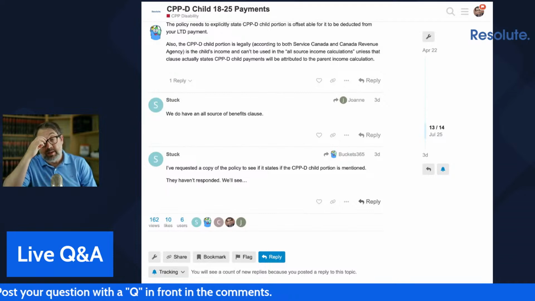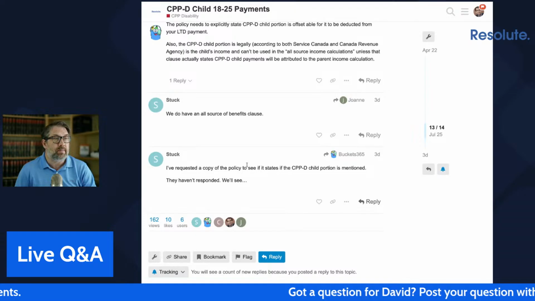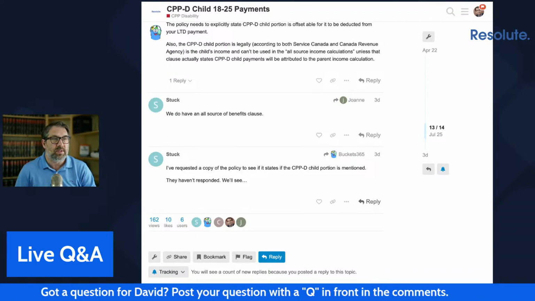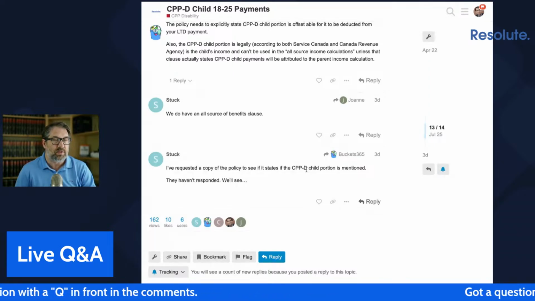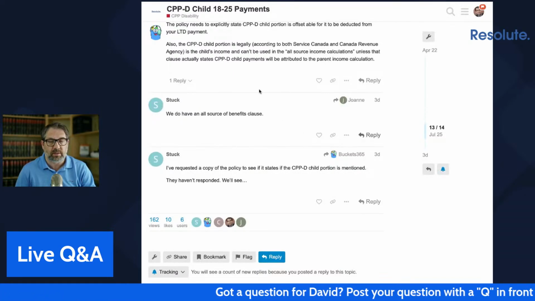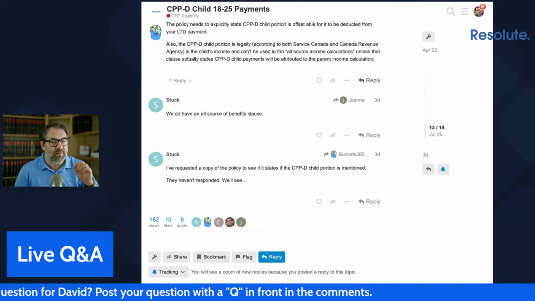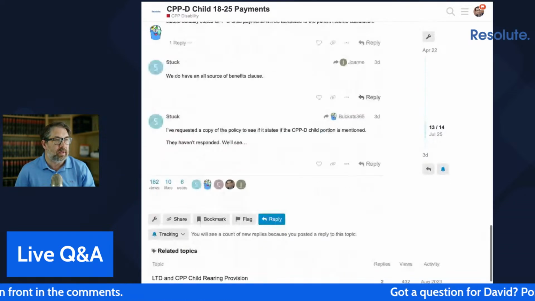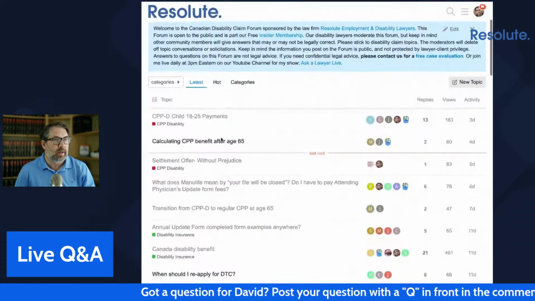It depends, though. Sometimes, if the wording of the contract is such that it includes all types of CPP disability, it may not need to directly state the child portion if it's an all-encompassing definition. But I agree, in most cases, you're going to want to see the CPP disability child payment specified in there if the insurer is going to want to rely on it. But it may not be as clear-cut as that in all cases. Sometimes there's broader definitions that could include it, and that will be enough.